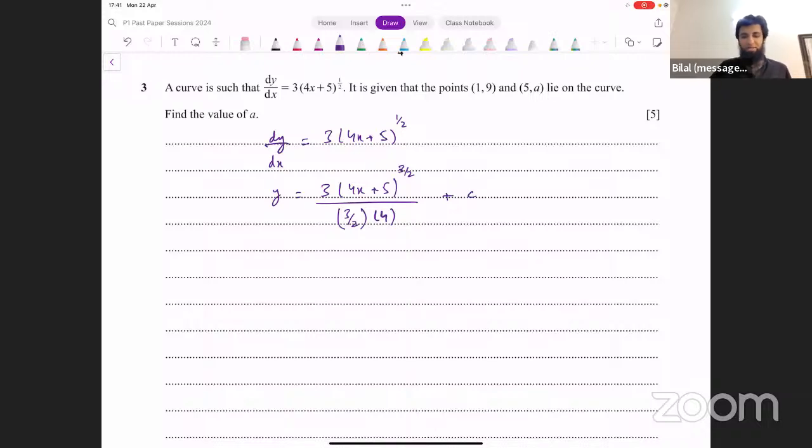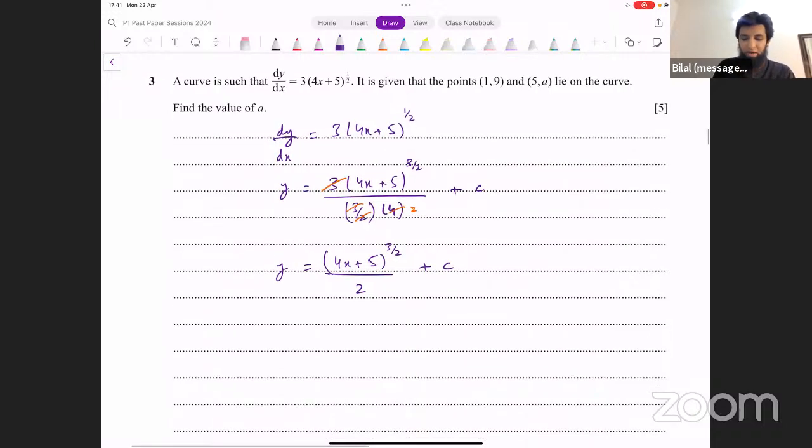That's the function. Now let's simplify this a bit. This 4 and this 2, they get cancelled to give you 2 here. 3 and 3 get cancelled. And you're left with y equals 4x plus 5 whole raised to the power 3 over 2 divided by 2 plus c. That's the equation of the curve, but this is in terms of c. First of all, what we can do is we can find the value of c by inputting this point, 1 and 9. We know this point lies on the curve.